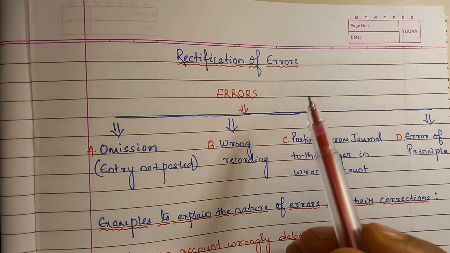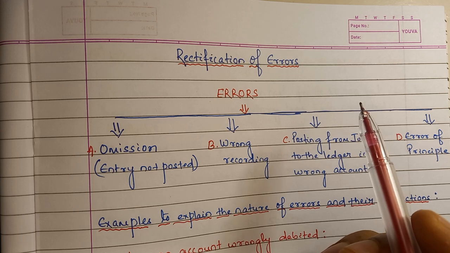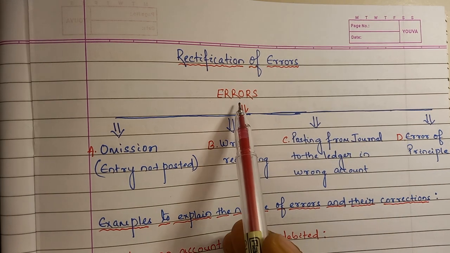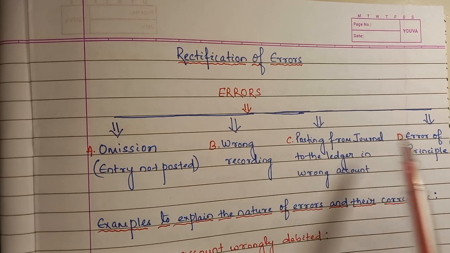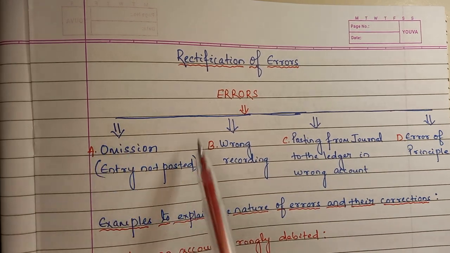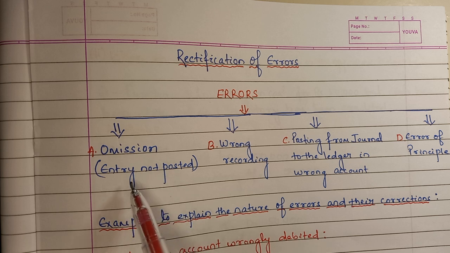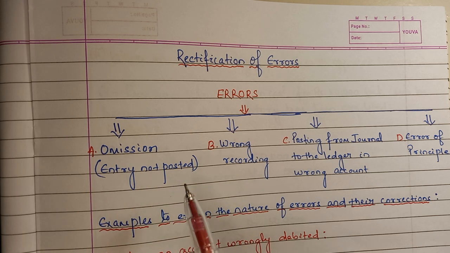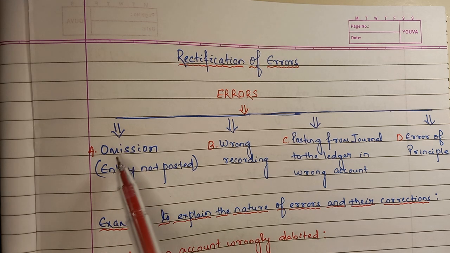So before identifying the error, let's understand the different ways errors may happen. Errors can be categorized into four categories, different types of errors. The first one is omission. Okay, what is the meaning of omission? Entry not posted. That means the accountant has missed out on posting the entry. There is a business transaction, but the journal entry has not been posted.